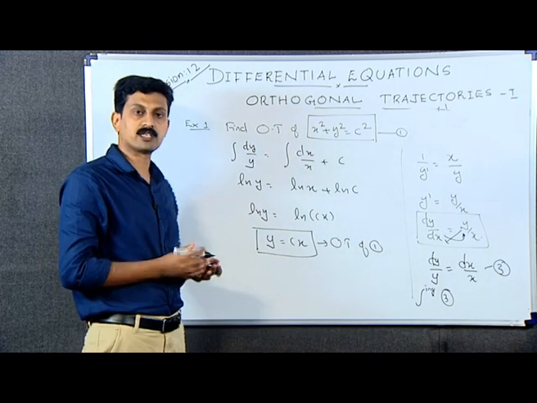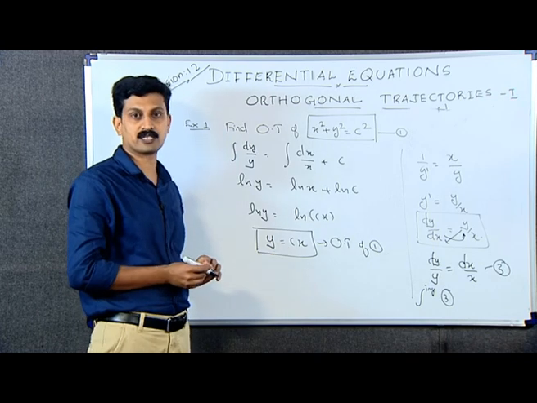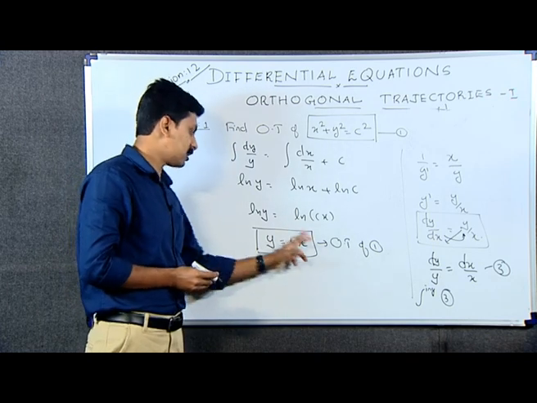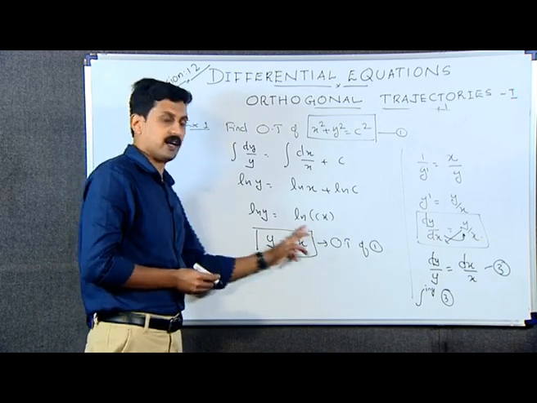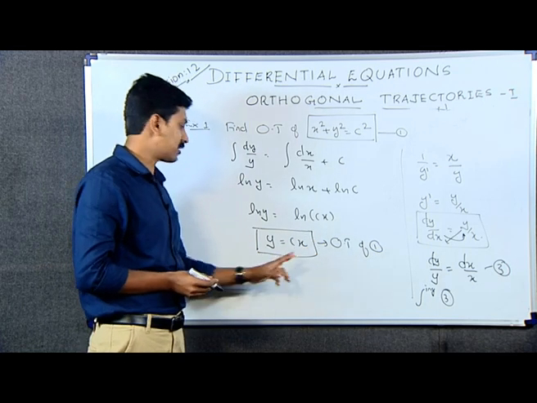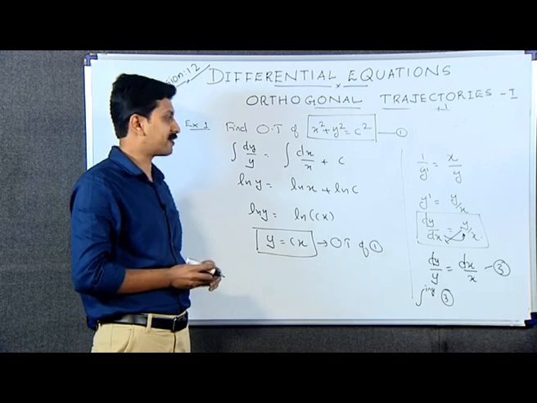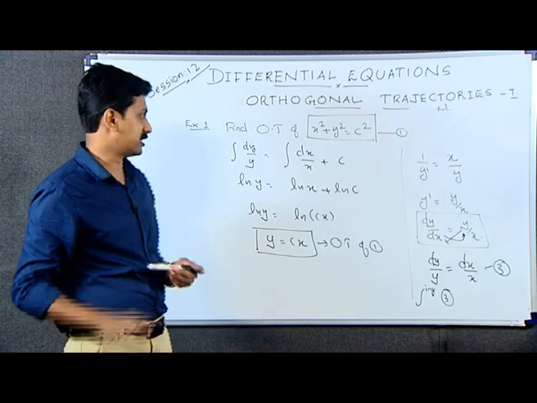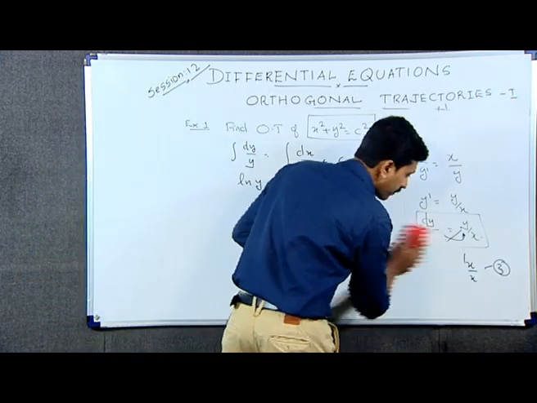Similarly, we can say that y is equal to cx means the set of all straight lines passing through the origin with slope c. We are treating c as an arbitrary constant, therefore the value of c changes. So, how will the figure come?